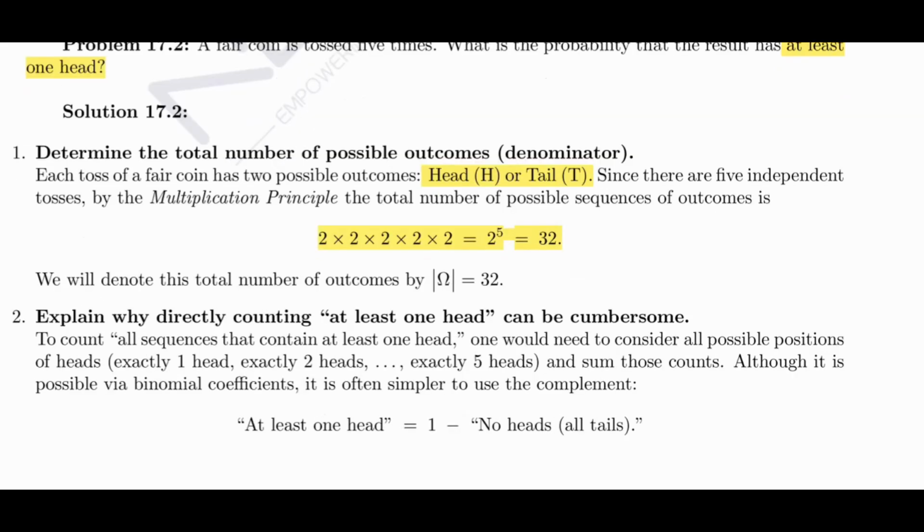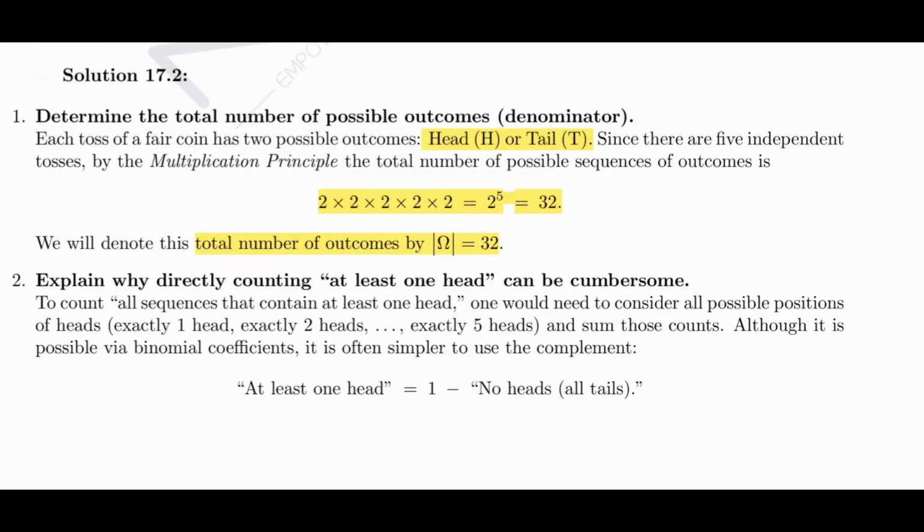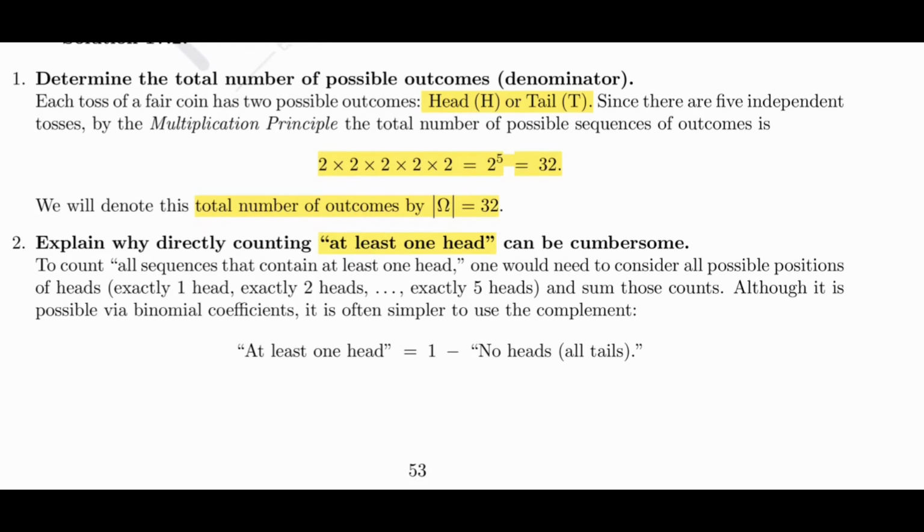So there are 32 possible sequences. For example, head head head head head, that is one sequence. Tail tail tail tail tail, that is another sequence. Head tail head tail head, that is yet another sequence. So yes, altogether there are 32 possibilities. Now, how do we count at least one head? We could break it down. Exactly 1 head, exactly 2 heads, exactly 3 heads, exactly 4 heads, or all 5 heads. Each case has many different arrangements.